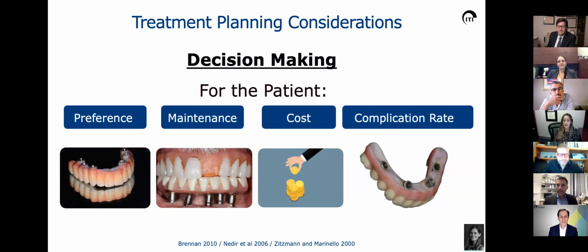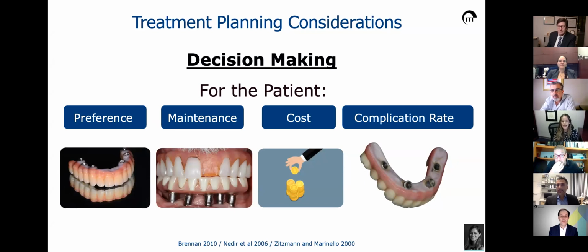And of course, we cannot hide the cost. Most of the cost is gonna be really a concern for most of our patients. It can vary widely between the lab we use, the material design, and the prosthesis choice, but it is there. We cannot hide it. And last but not least is the complication rate.